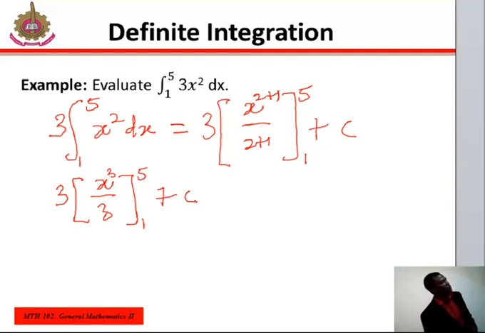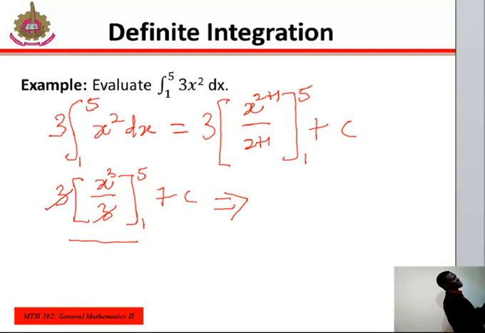Then the next step for us to take now is to substitute the boundaries, that is from the upper one to the lower one. Then what we are going to do now is that we have, don't forget from this expression, 3 can cancel 3, then we are going to be left with x cubed, that is x cubed from 1 to 5.